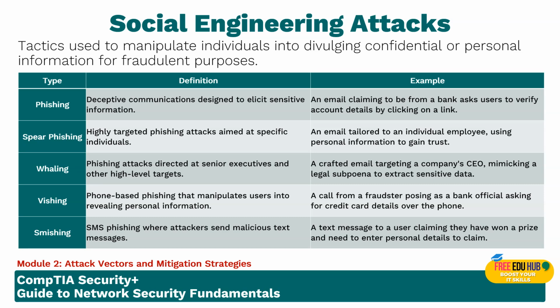Now, first of all, we have phishing. Phishing is deceptive communication designed to elicit sensitive information. For example, if you receive an email which claims that it's coming from a bank and it verifies the account details and it gives you a link, usually people click on the link without checking where the email actually came from.